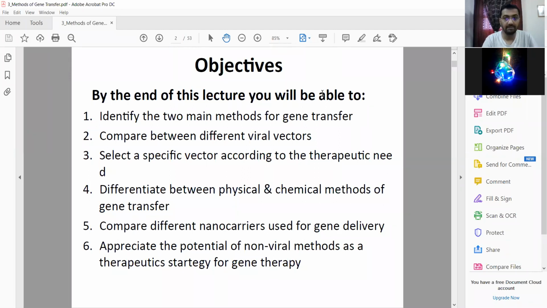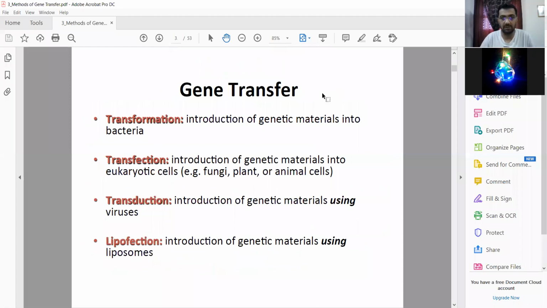So moving further, what is gene transfer? Scientists have given different terminologies to these gene transfer methods. If we introduce genetic material into a bacterium, we simply call it transformation. That means the introduction of any recombinant genetic material back into a bacterium is called transformation.